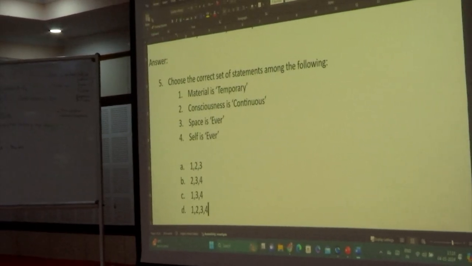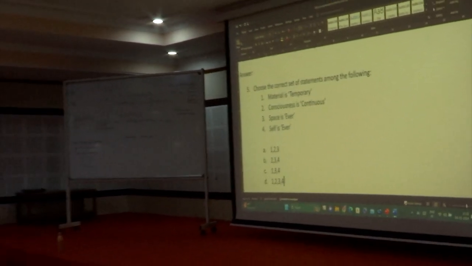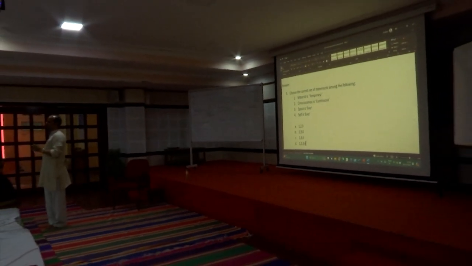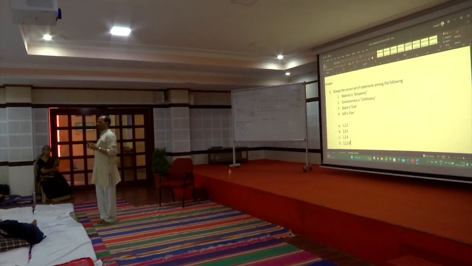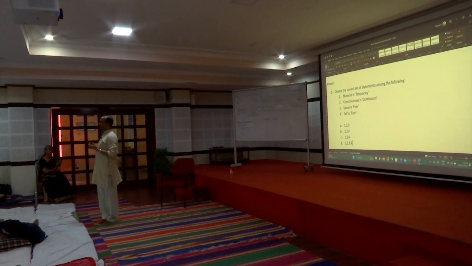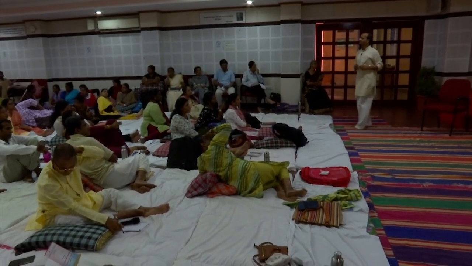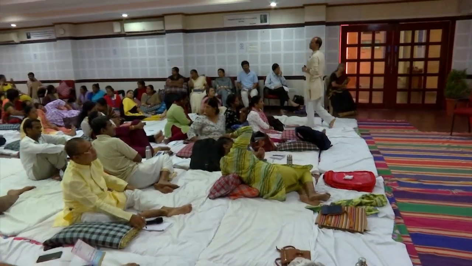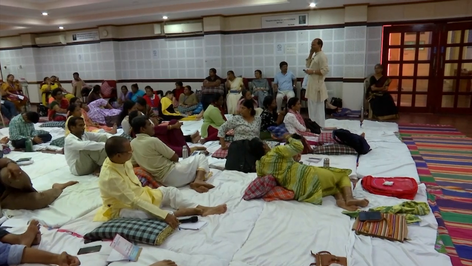So that is nice. The conscious entity as well as the material entity have innateness as existence. They are going to be there forever. But still material is temporary, consciousness is continuous and space is ever. So the three words have been used very specifically. Since we classify the units to be material unit and consciousness unit, hence I got this doubt.